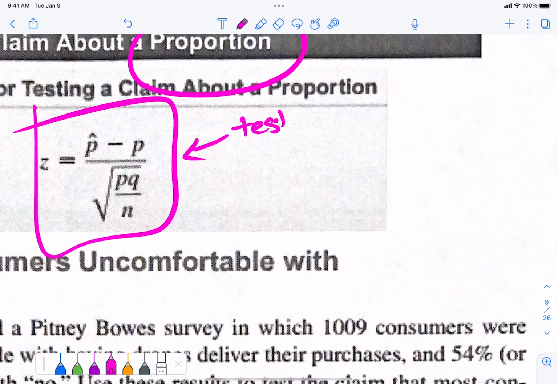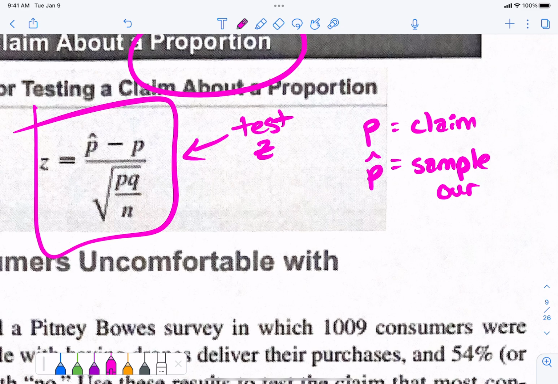This is my test value, Z. And just some things about P and P hat, because a lot of people get these two confused and switched around. The P value is always what you are claiming. So it's whatever you're testing against the claim, like 24% blue M&Ms, that would be 0.24. P hat is according to the sample. This is our data. Don't get those two confused. The bottom is PQ, not P hat, Q hat. PQ, and then N is N.